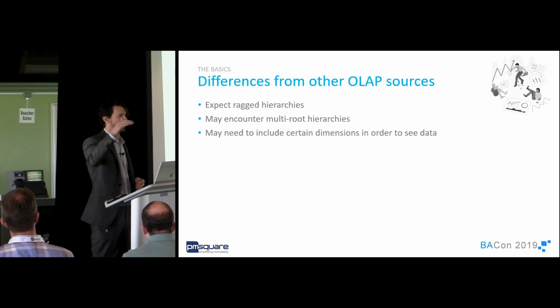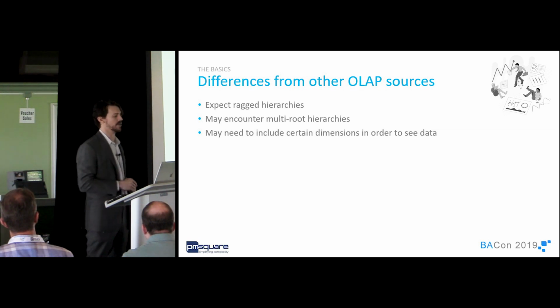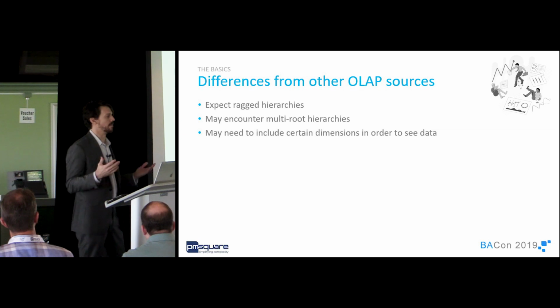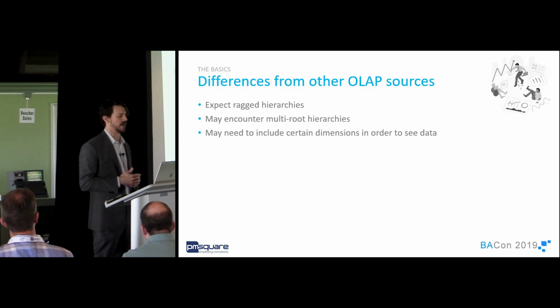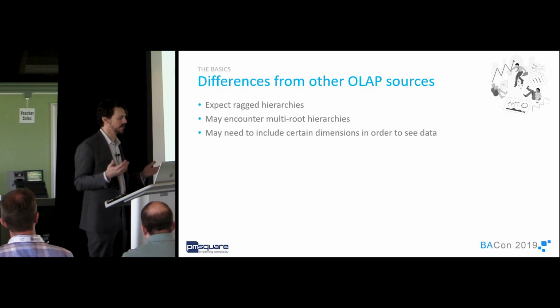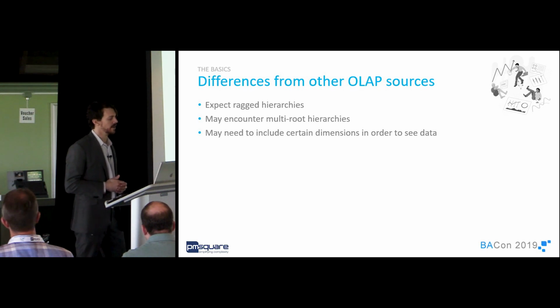So if you expand a dimension, you could see that there are multiple top-level members. Again, that can create certain challenges, like you might get unexpected results if you try to use root member and you have multiple roots. But overall, it's very workable. It's just something to be aware of, not to be thrown by.